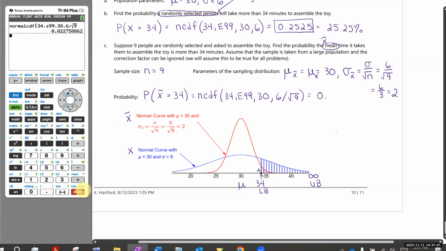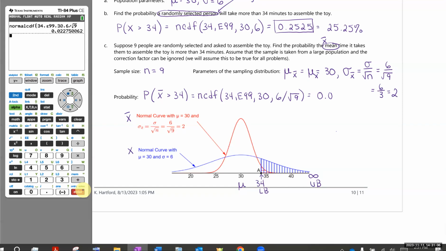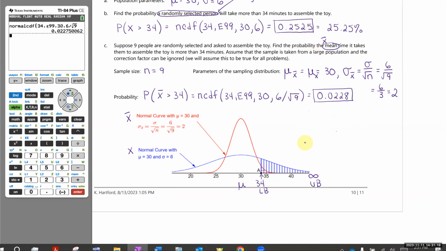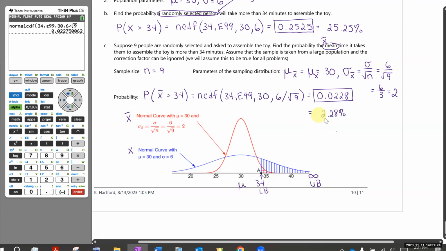All right, and that's coming out to be 0.0228. So that is a smaller area than the last answer. I'll write that as a percent as well. So there's only a 2.28% chance that it'll take 9 people on average more than 34 minutes. Whereas there was a much bigger chance it would take an individual by themselves more than 34 minutes to complete the assembly of the toy.